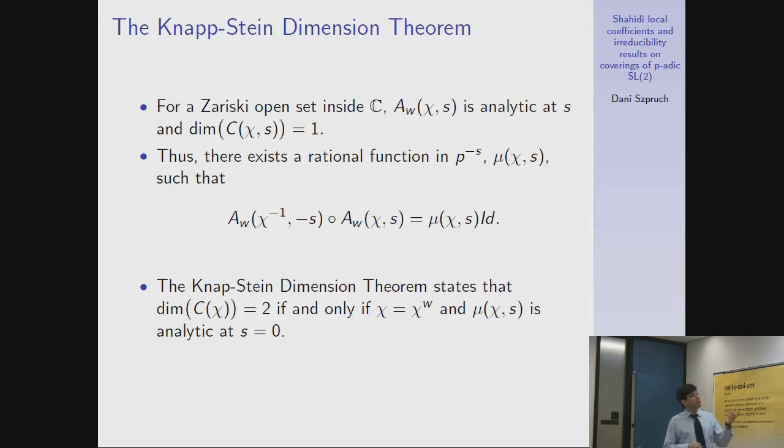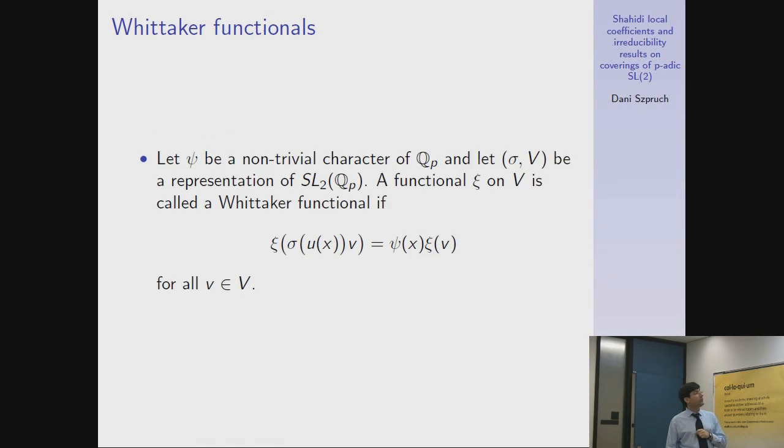So typically, what is simpler than analyzing a huge vector space like this induction is analyzing a space of functionals in this space, hopefully a finite dimensional space. So we have the notion of a Whittaker functional. Let psi be a non-trivial additive character of Q_p, and let (sigma, V) be a representation of SL2(Q_p). A functional on V is called a Whittaker functional if whenever you hit v with a unipotent element, it is like multiplying by psi of x. Okay?